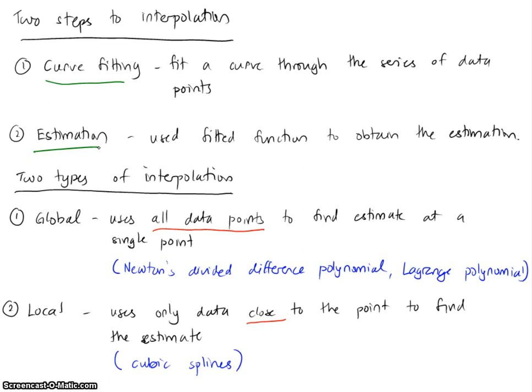Global interpolation uses all data points that you have to find the estimate at a single point, and these will be the Newton's divided difference polynomial and Lagrange polynomial that we'll cover later on. And you also have local interpolation that uses only data within the point that you're interested in. So it can be two points, it can be 3 points, and so on. But you do not use the entire range of data. You only use a certain amount of data that is in the close vicinity of the point that you want to interpolate.